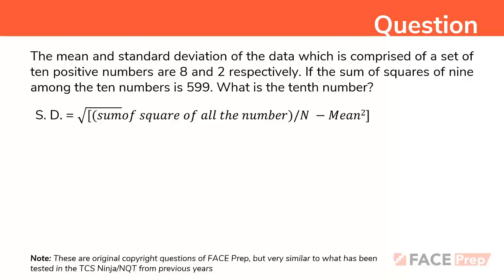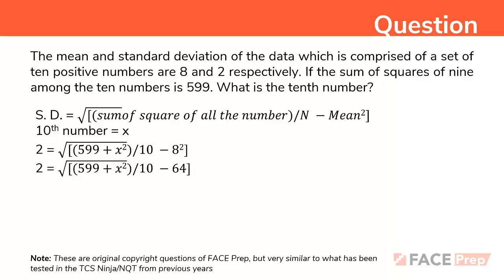So let us put that in. I know that the squares of 9 numbers have been given, so I'll assume that the 10th number is x. So my sum of squares of all numbers will be 599 plus x square, divided by 10, since the number of entities is 10, so n will be 10. So 599 plus x square by 10 minus 8 square, as the mean is given here as 8. Standard deviation we know is given as 2.